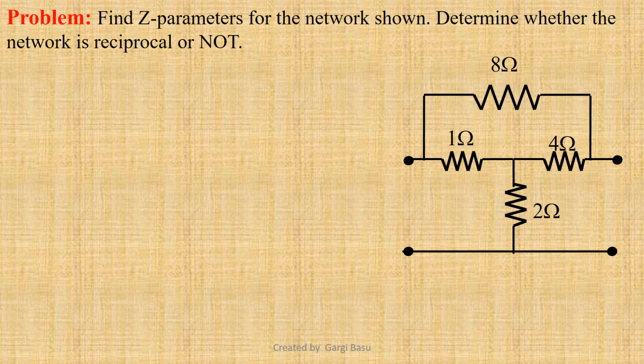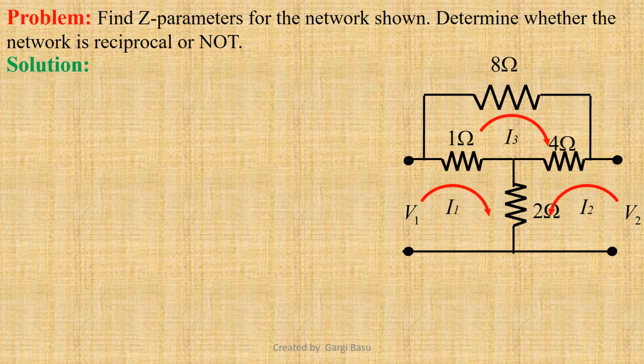Let us solve a couple of numerical problems to learn how to determine reciprocity for the given electrical networks. In this problem, we have to find Z parameters for the resistive network shown. Also, we have to determine whether the network is reciprocal or not. Let the port voltages be V1 and V2 and the loop currents be I1, I2 and I3.